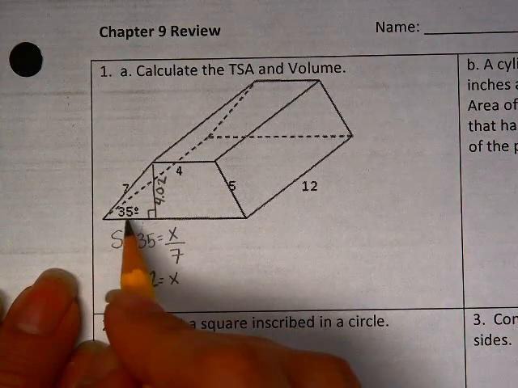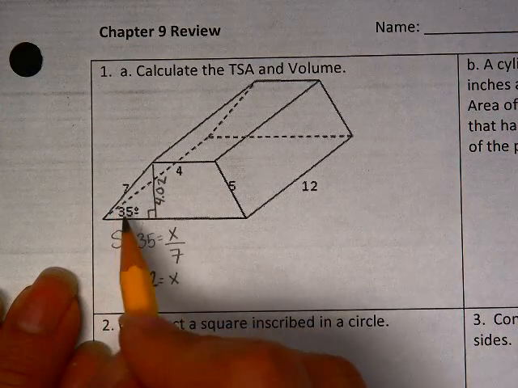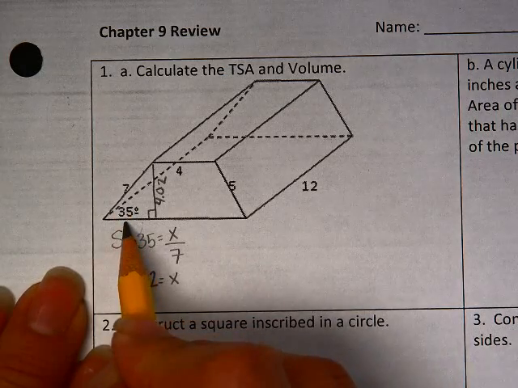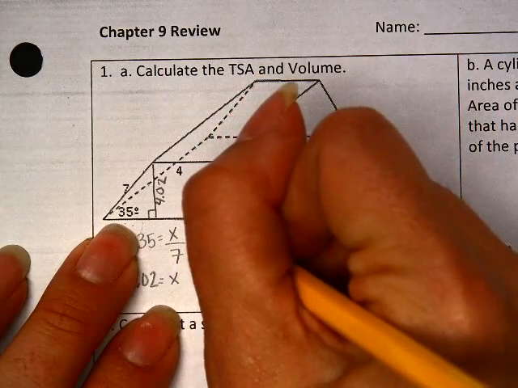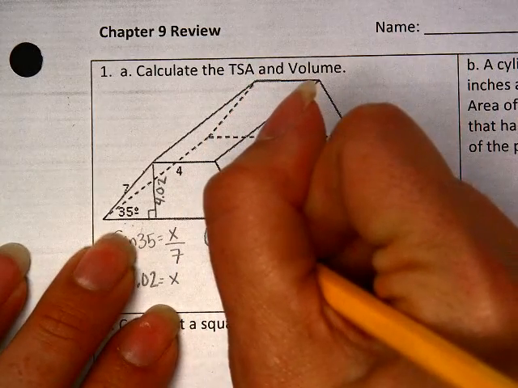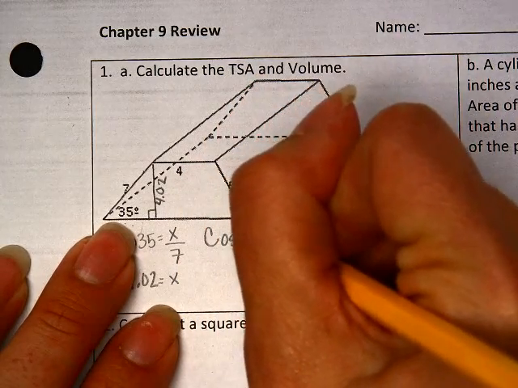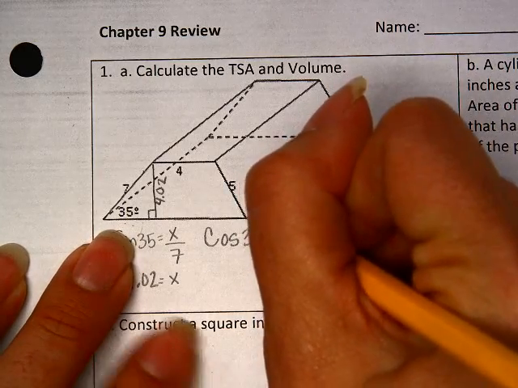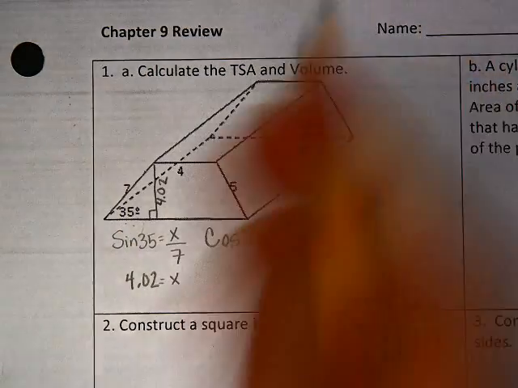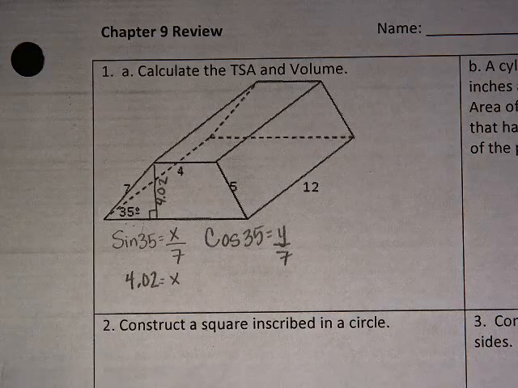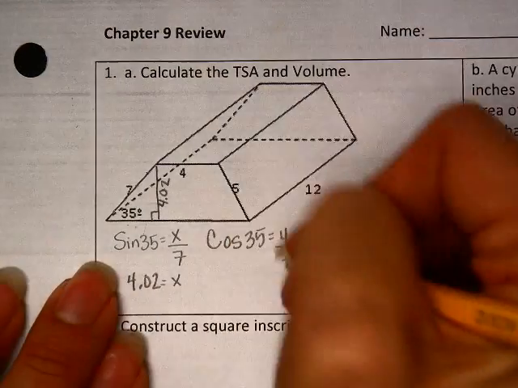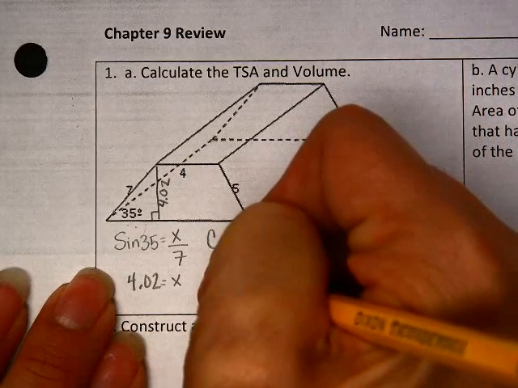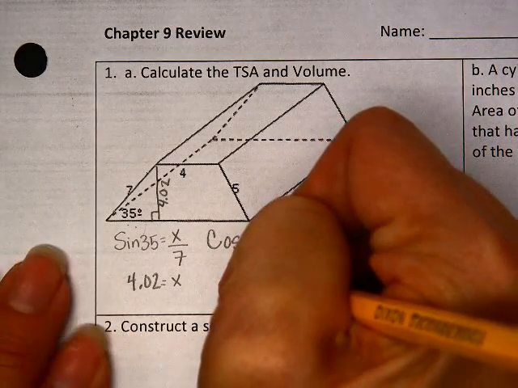Then I have two choices. I can use Pythagorean theorem, or I can use cosine. Cosine is better because cosine will give us a more accurate number here because I'm not using a rounded number in the equation. So we'll do cosine of 35 is y over 7, so we would have 7 times the cosine of 35, which would give us 5.73.